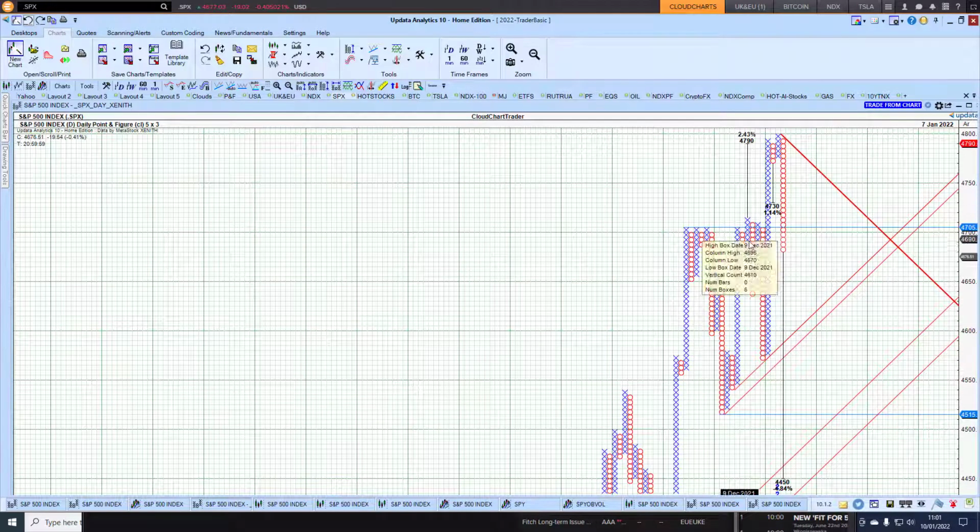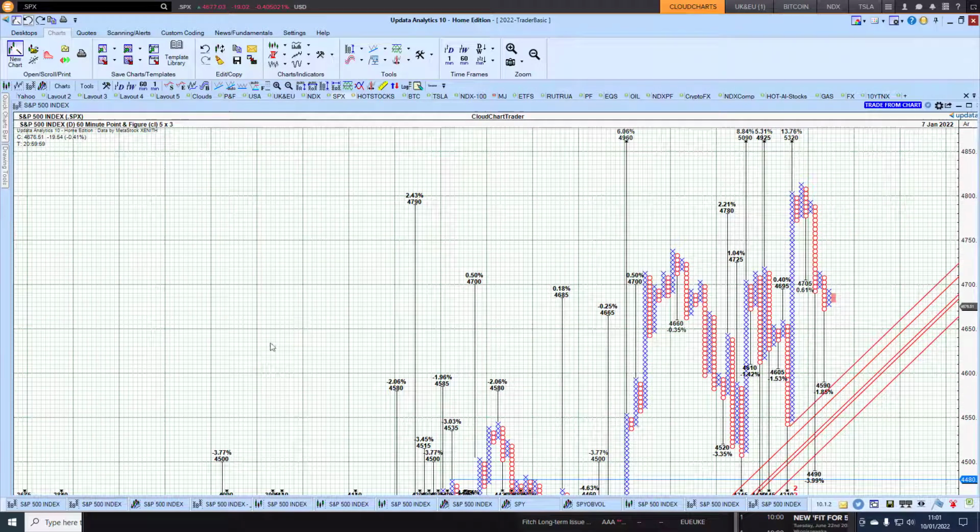But so far it's on its way to test how strong this old resistance level will now be as support. We have a short-term downtrend on a point and figure chart basis, and it's looking like it wants to head towards the old trend line support zone, these 45-degree lines from a point and figure chart perspective. But so far that's the scenario set up from a point and figure chart perspective.